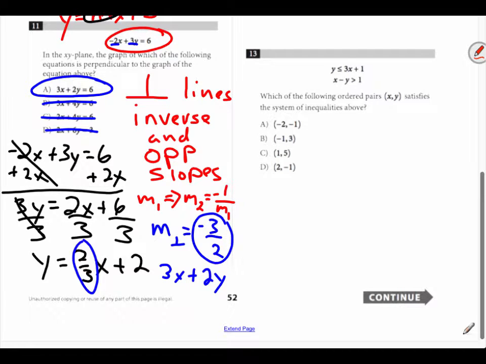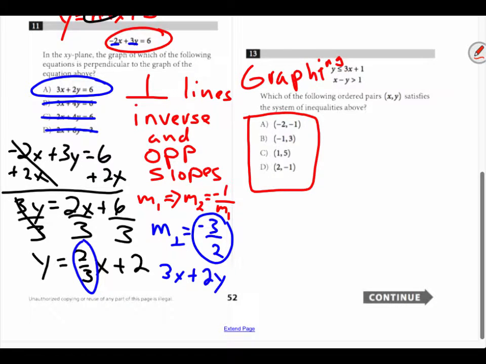So now we need to do the system of inequalities here. It says, which of the following ordered pairs satisfies the inequalities above? Now this is interesting. This we could do by graphing, and it'd be so much quicker. Basically, I'm going to graph both these inequalities, and then I'm going to see which one of these is in the shaded region.